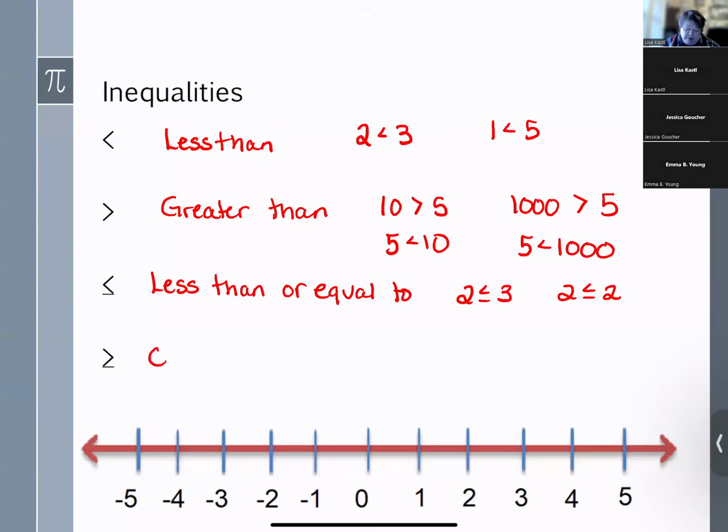And then this is greater than or equal to. So we could write 3 is greater than or equal to 3. It's not greater than 3. 3 is not greater than itself, but it is equal to itself. So you could write something like that.